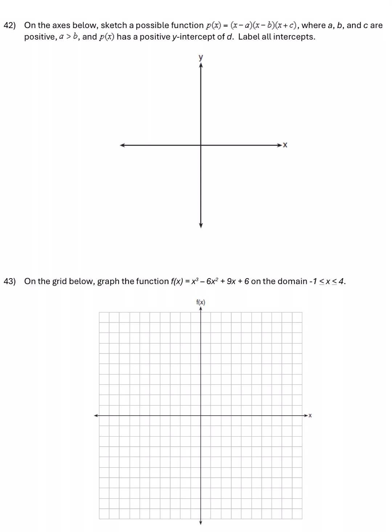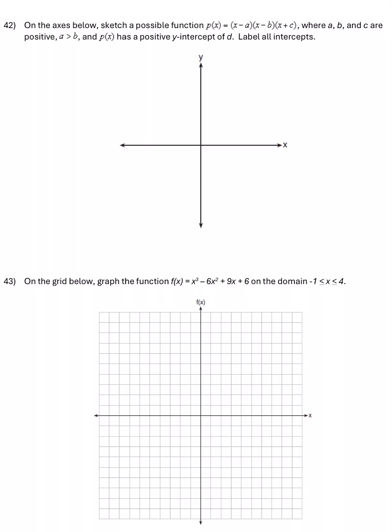All right, so these are the last two that we're going to take a look at for today, number 42 and 43. And 42, you could see, they give us P of X again. They keep using that function. And this time, instead of giving us numerical values, it's saying X minus A, X minus B, X plus C. And they also tell us that we have a positive y-intercept of D. So what I'd like you to do is read this question carefully, read all the details and see if you can sketch a graph of this. So hit pause and try it out.